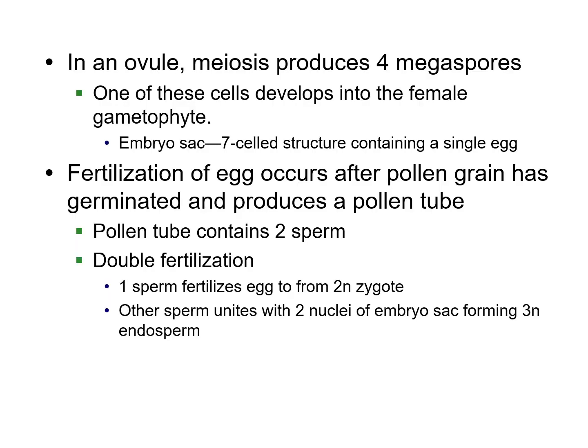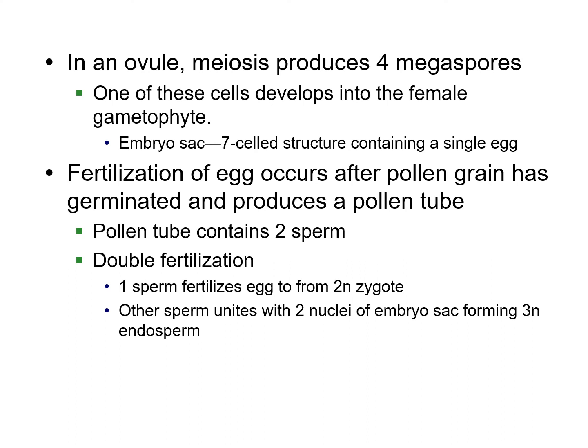So in the ovule, you've got those 4 megaspores. Again, 1 ends up becoming the actual female gametophyte, the egg, right? Whereas the others will end up kind of reabsorbed and end up being part of that endosperm later, okay? And so fertilization happens. The pollen grain has to get in there and produce a pollen tube. No pollen tube, no sperm, okay?